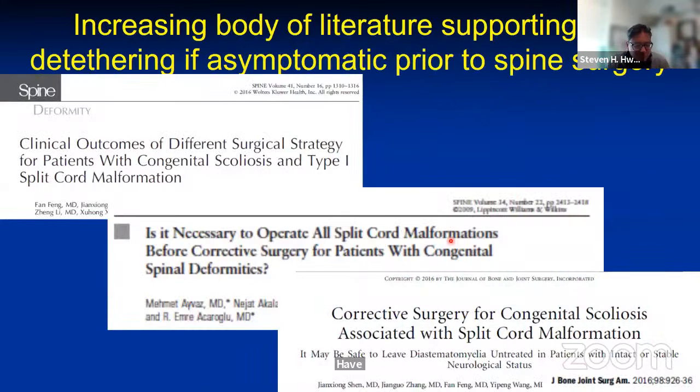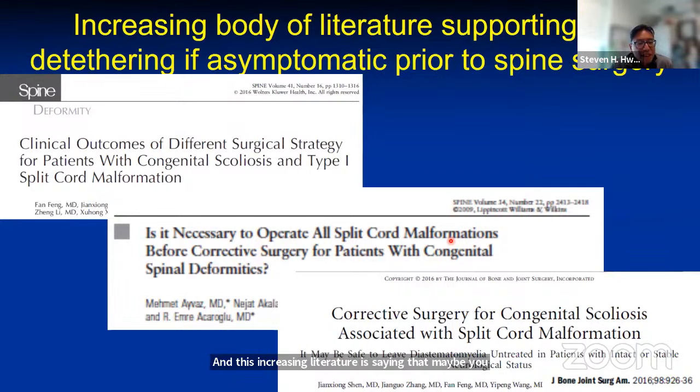The other thing is, in terms of tethered cord, should you treat? So classically, historically, patients that had a Chiari or tethered cord or split cord malformation or anything would have it released before deformity correction. So if you had both the deformity and spinal dysraphism, the old teaching was to treat the intraspinal anomaly first to decrease the risk of something happening after. And there's increasing literature saying that maybe you don't have to.